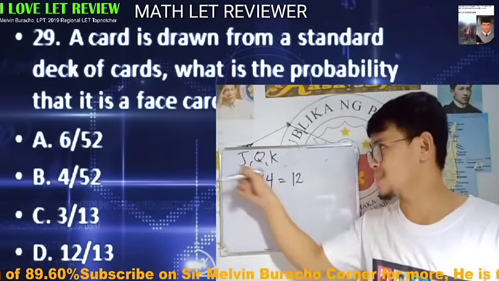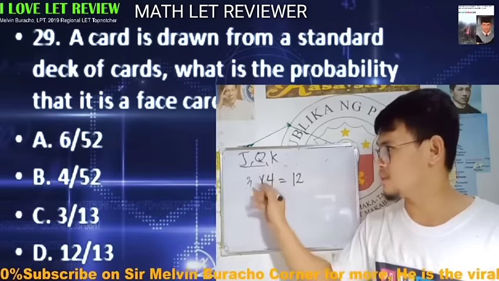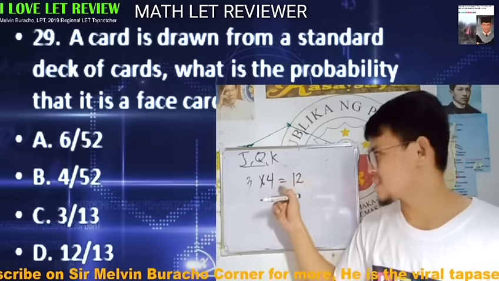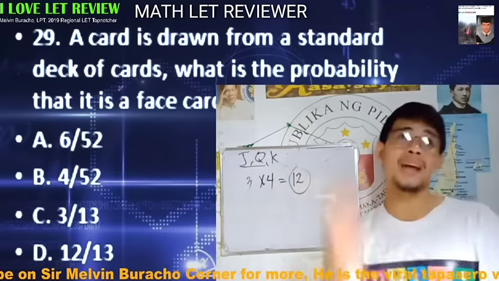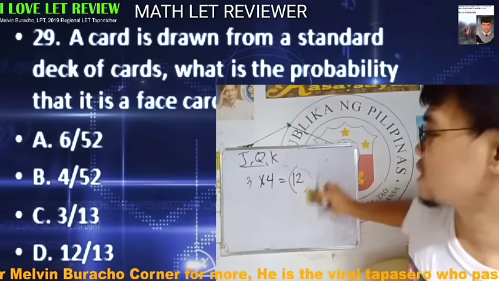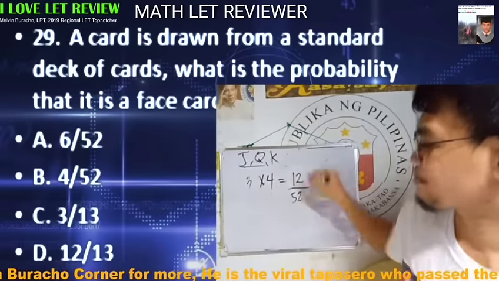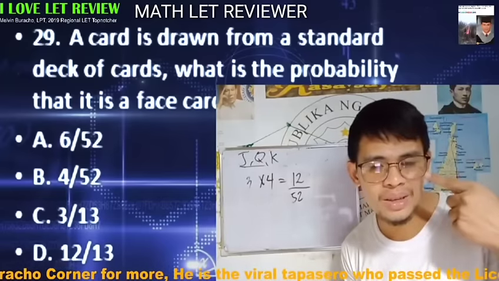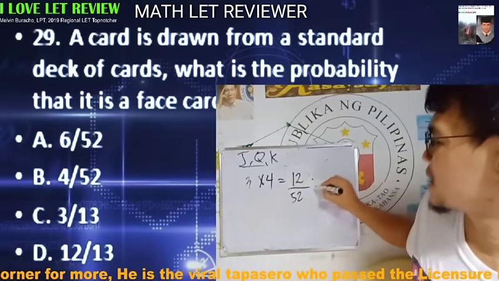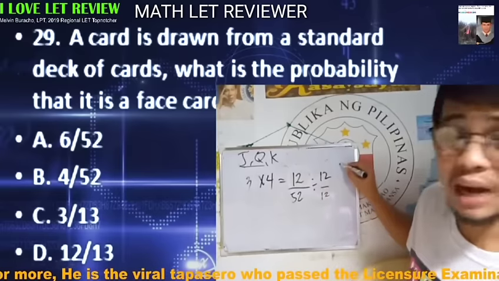Jack has 4 faces. Queen has 4 faces. King has 4 faces. Therefore, 3 of them should be multiplied by 4. Because each of them has 4 faces. Therefore, we will yield 12. And the standard deck of cards is consist of how much? How many? The standard deck of cards is consist of 52. 52 cards. So, therefore, 12 over 52. Now, do we have an answer there, 12 over 52? Meron ba? Wala. Therefore, we have to divide this by... Okay, divide this by 12.